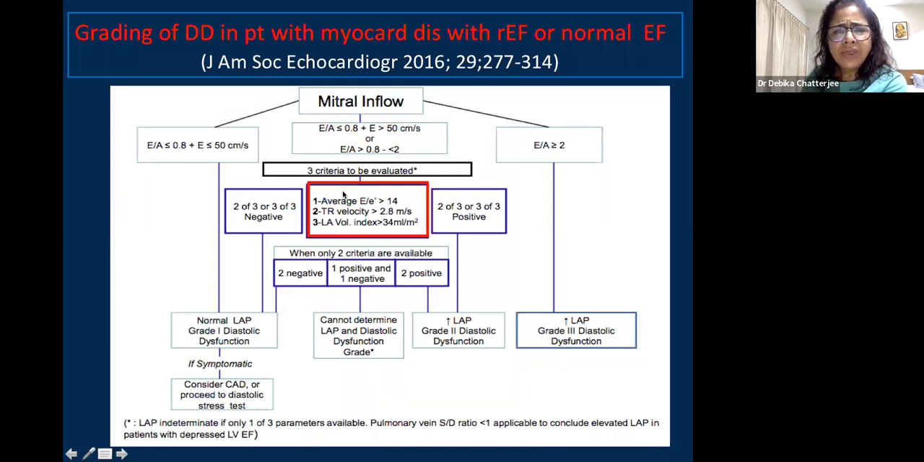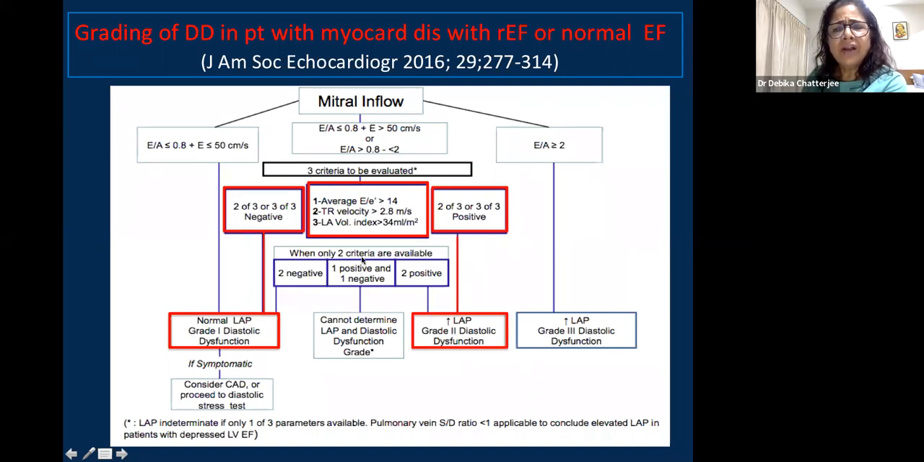If out of these 3 criteria, all 3 are negative or 2 are negative, then we say it's grade 1 diastolic dysfunction. That is, these criteria are not fulfilled, or 2 are not fulfilled, then we say it's grade 1. But if 2 out of 3 or 3 out of 3 are positive, fulfilling the criteria, then we say it's grade 2 diastolic dysfunction.